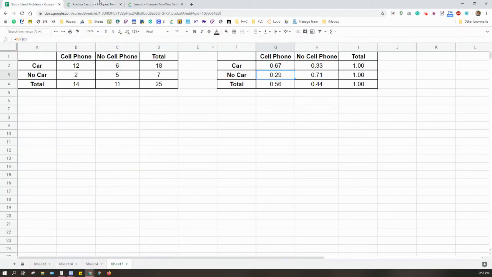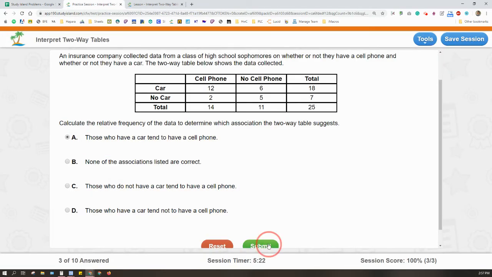Well, we just said that that was wrong in the very beginning when we looked at A. Those who have a car tend not to have a cell phone. No, those who have a car, only 33% of them don't have a cell phone. So A is definitely the right answer.